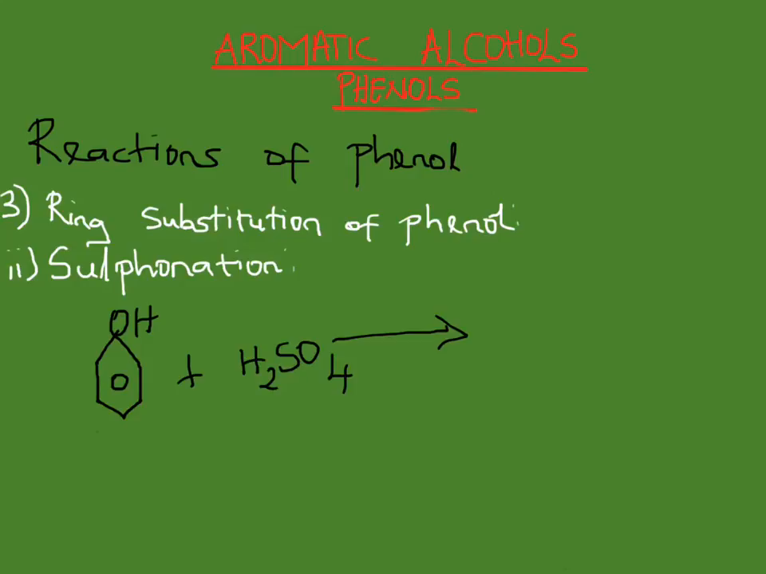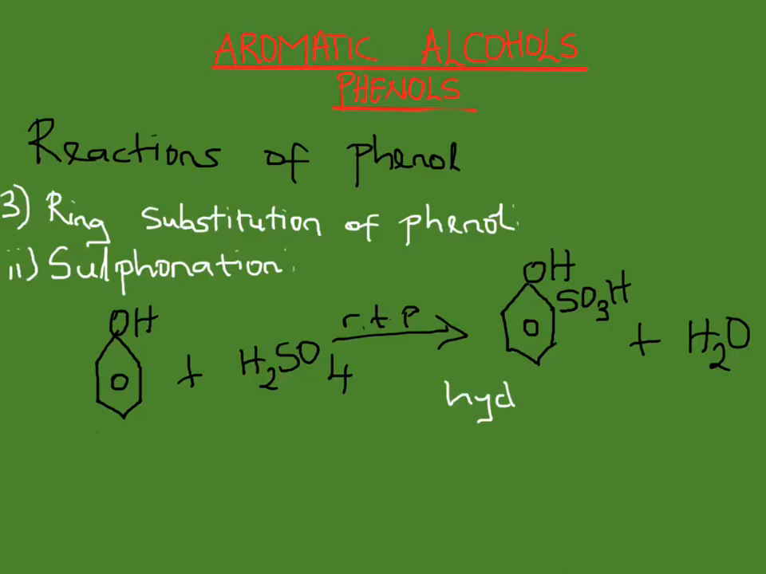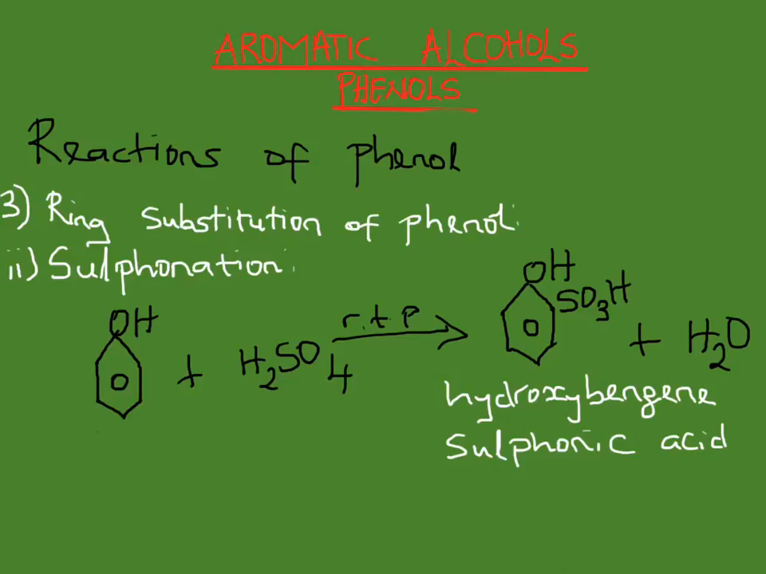Phenol reacts with concentrated sulfuric acid at room temperature to yield hydroxybenzene sulfonic acid. Like you can see there, that is our hydroxybenzene sulfonic acid produced alongside water. Comparing this with the sulfonation of benzene, a temperature of 35 to 50 degrees Celsius is needed for the reaction to occur.